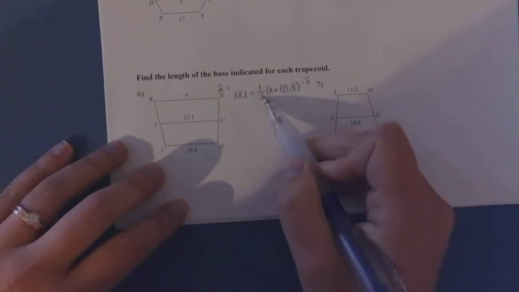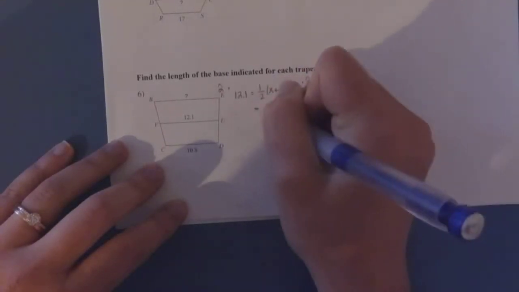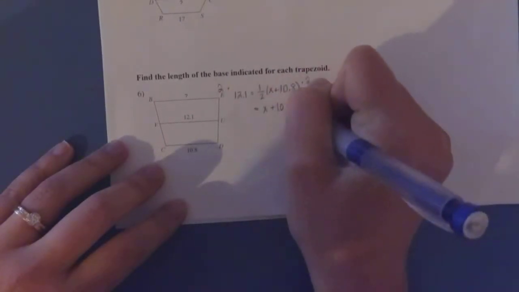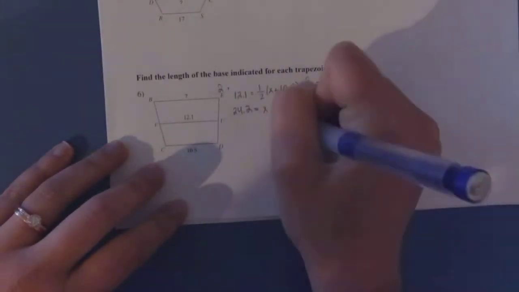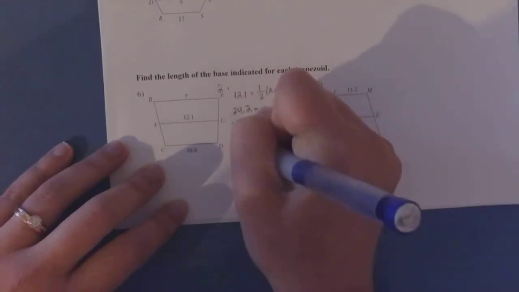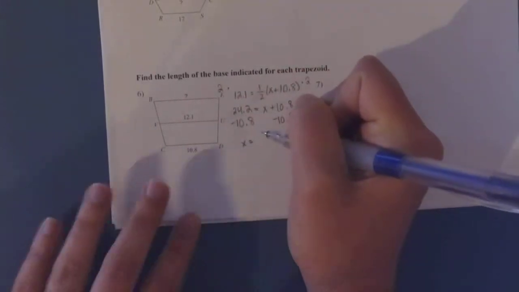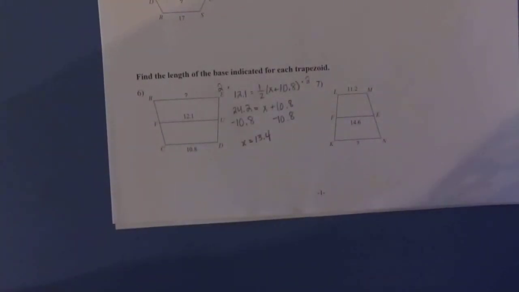If I multiply 2 times 1/2, I just get 1. So that cancels out the 1/2, and I have x plus 10.8 equals 24.2. Okay, now pretty simple equation. Just subtract your 10.8, and your final answer is x equals 13.4.